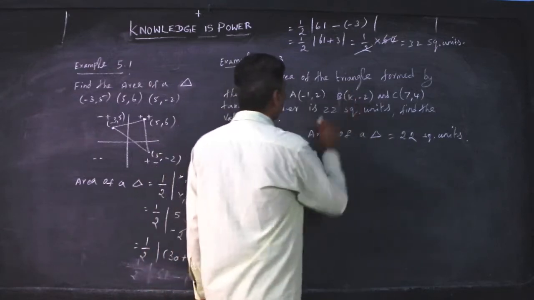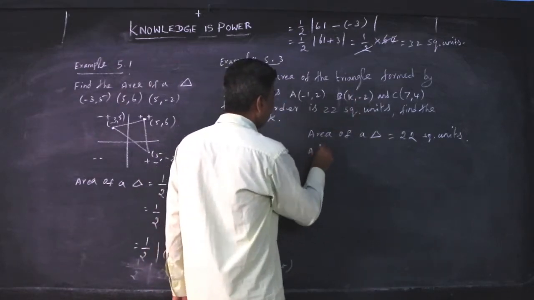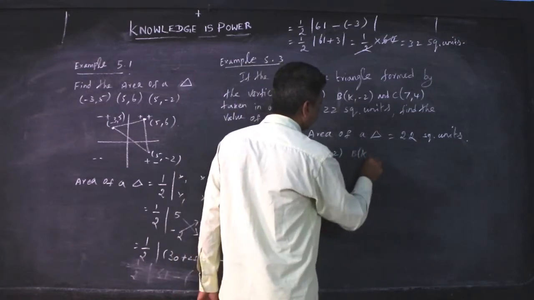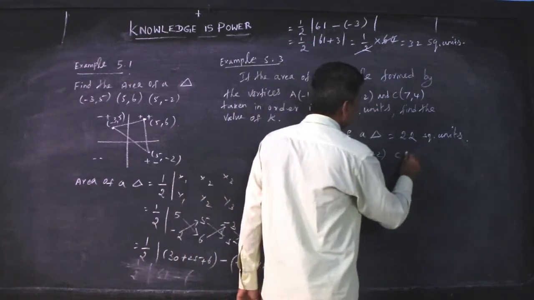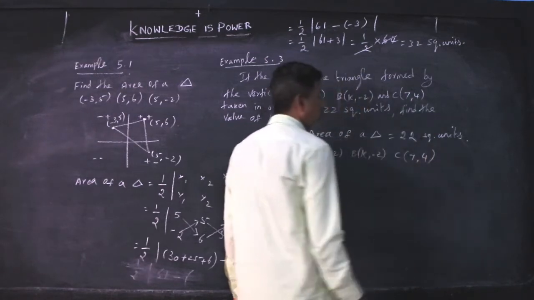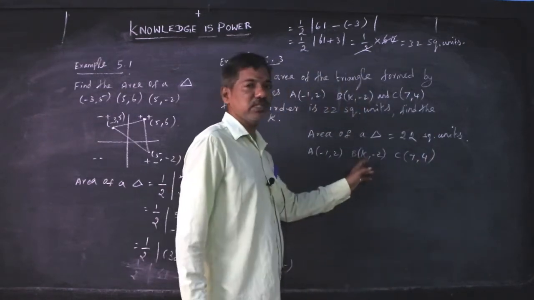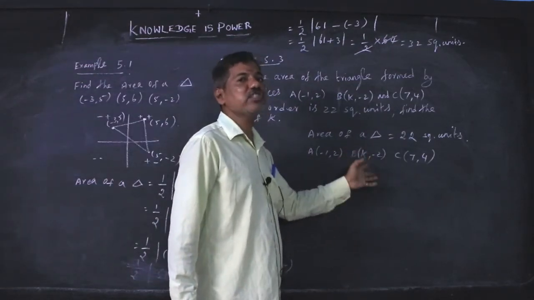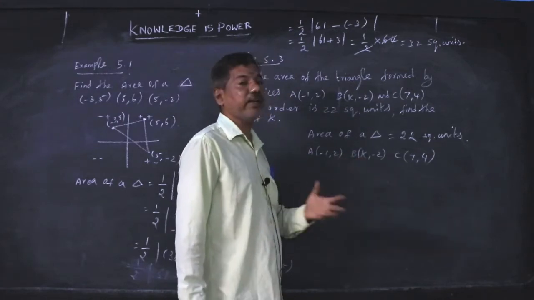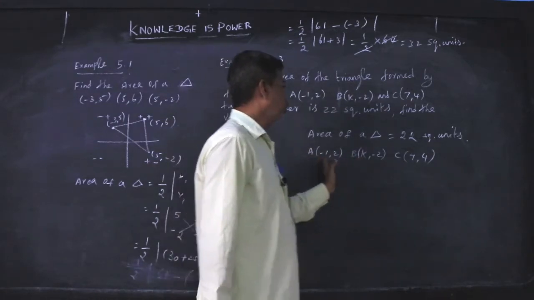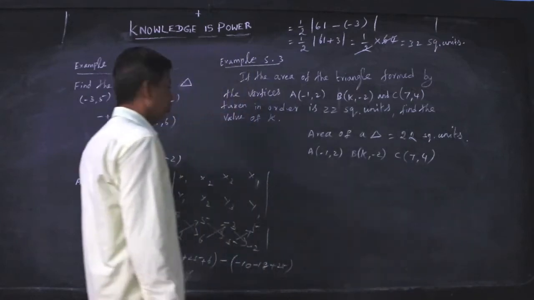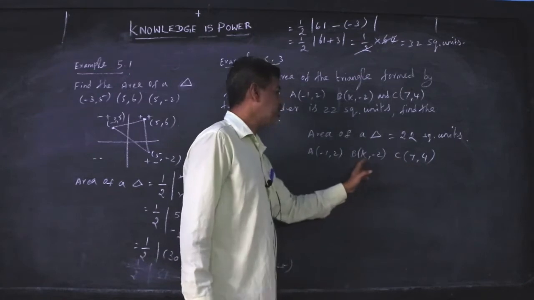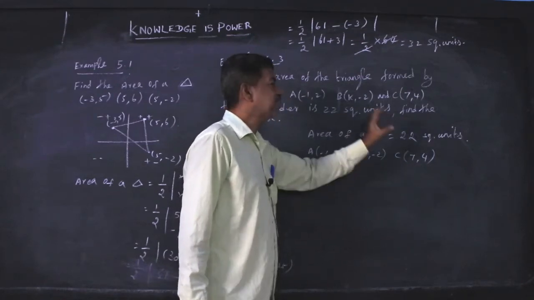Now, the 3 points. What are the 3 points? A is minus 1 comma 2. B is k comma minus 2. C will be 7 comma 4. Here one of the points is missing. Even though it is missing, we can tell it is a positive number, but exactly we cannot tell the number. So we cannot arrange it like this because you do not know the particular value. This value is possible to arrange, but this value is not possible to arrange. We can guess and write.